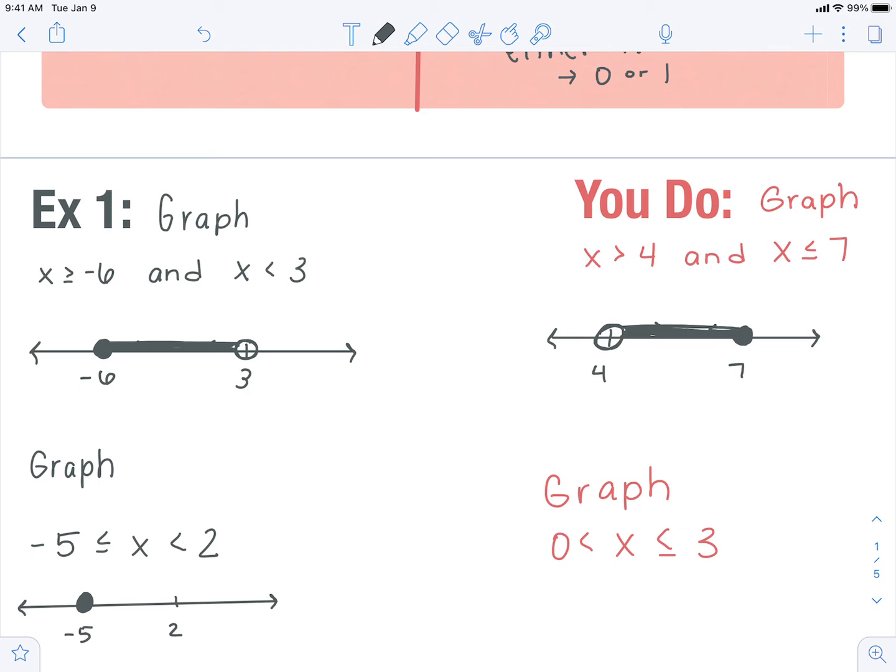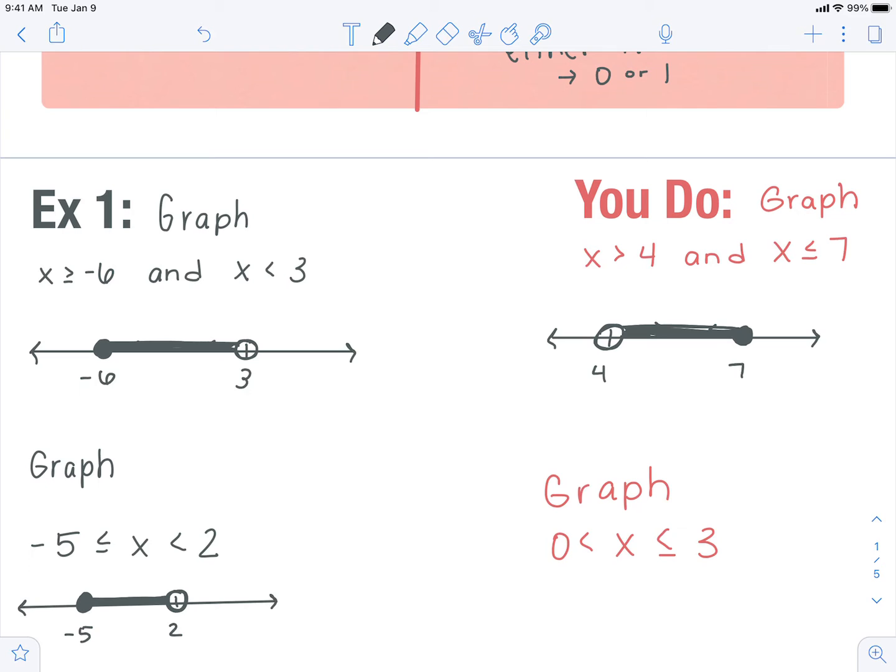So I'm closing it in. My 2 has an open circle. And then I want the numbers in between them. -4. Yeah, I want everything, so I'm shading in here. But it's going the opposite way though. The sign, that sign with the -5 is pointing the opposite way, right?